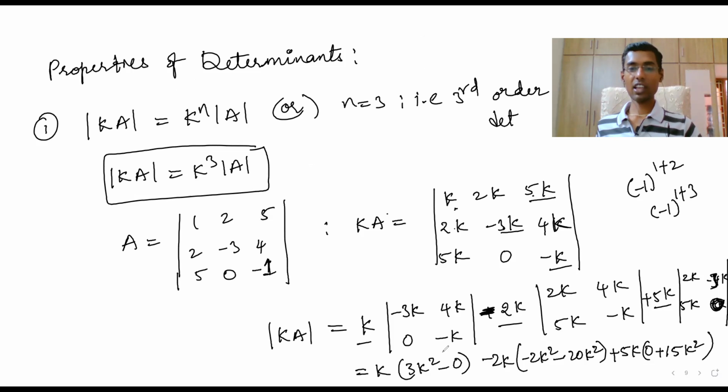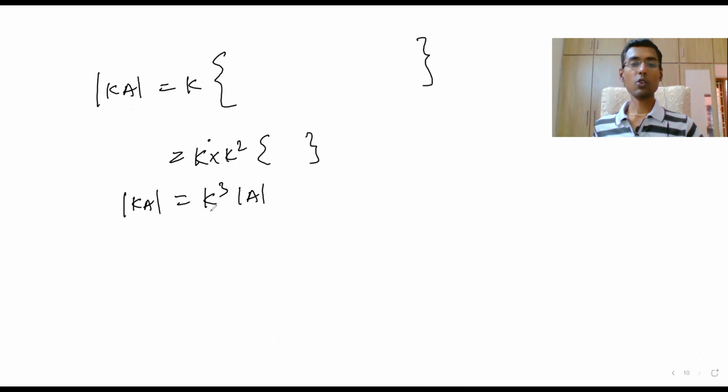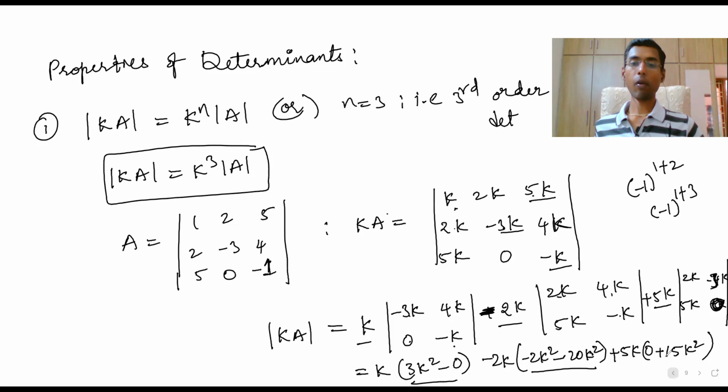If you take K square common, 3 into 1 minus 0 into 4. K square common. Here if you take K square common, what you get? 2 into minus 1 and the next 5 into 4. K square common, like that. That is total K cube into determinant, only K you get. Hope you understood this.